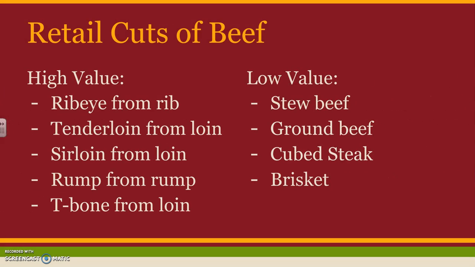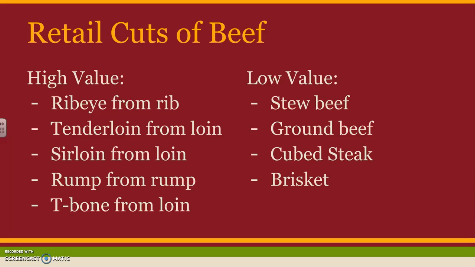So as far as retail cuts go, there's a ton of them. Okay, there's a lot. But these are the ones that you're responsible for. So you need to know the ribeye, the tenderloin, the sirloin, the rump, and the T-bone. And those are all your high value retail cuts that you're responsible for. The ribeye comes from the rib, tenderloin from the loin, sirloin from the loin, the rump from the rump, and the T-bone from the loin as well.